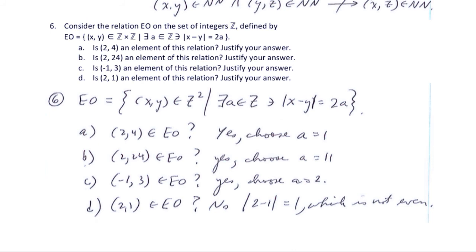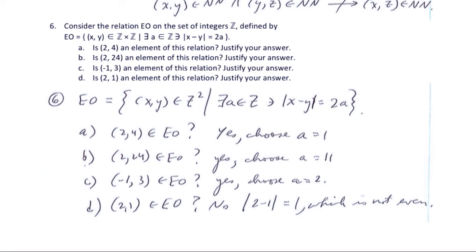And so the questions are very simple: are such and such ordered pairs in the relation? And it's yes on the first three because, well, the distance here is 2, and so we can choose a equals 1. The distance here is 22, so we can choose a equals 11. Here the distance is 4, so we can choose a equals 2. 2, 22, and 4 are all even numbers. However, (2, 1) is not in the relation because their difference is 1, which is not an even number.